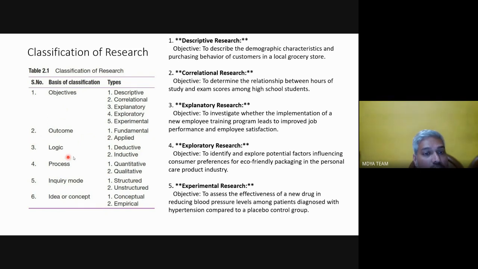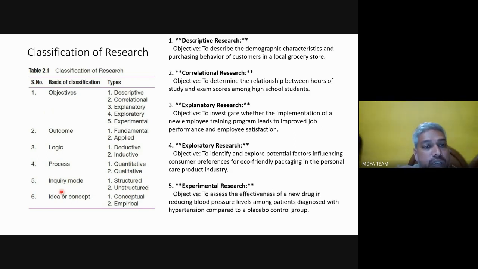And what logic you use for data calculations: do you use the deductive method in your research, or the inductive method? Then you process it, meaning you will process your data in a quantitative or qualitative way. If your data is qualitative, then you go for a qualitative process. If your data is quantitative, then you go for a quantitative one. There is a mixed method also, where they use both methods. So this will explain the process. It is all about the classification of a research.